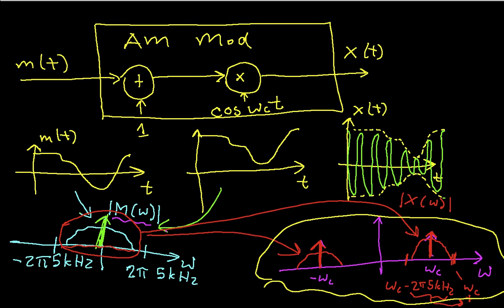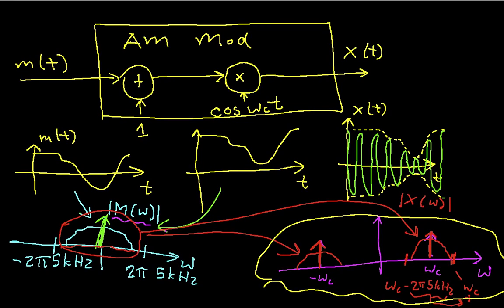have this mess. Basically, what we have here is we developed what the spectrum of the AM modulated signal would look like. And this is a signal that gets broadcast.